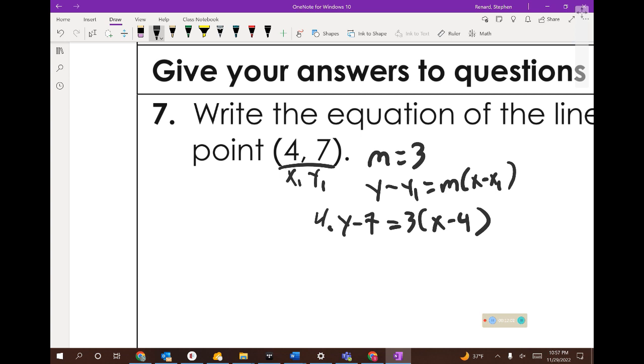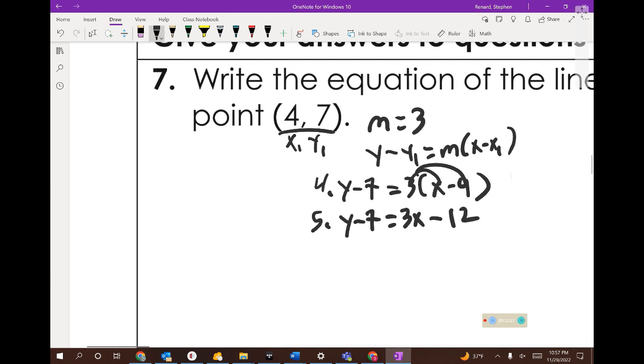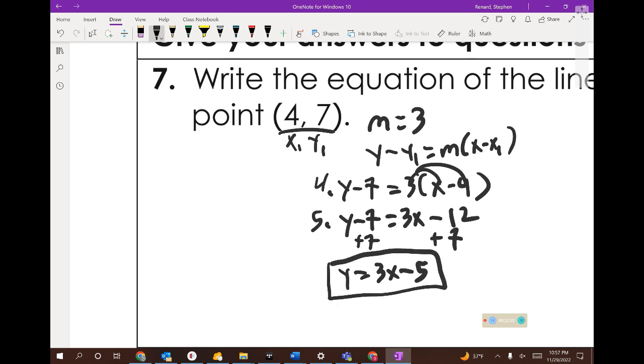Step 5, we're going to solve for y. We're going to do the exact same things we were doing in 1 through 6. We're going to distribute this 3. 3 times x is 3x. 3 times negative 4 is negative 12. And we're going to solve for y, so we're going to add 7 to both sides. And we end up with y equals 3x minus 5. And that's how you do that.